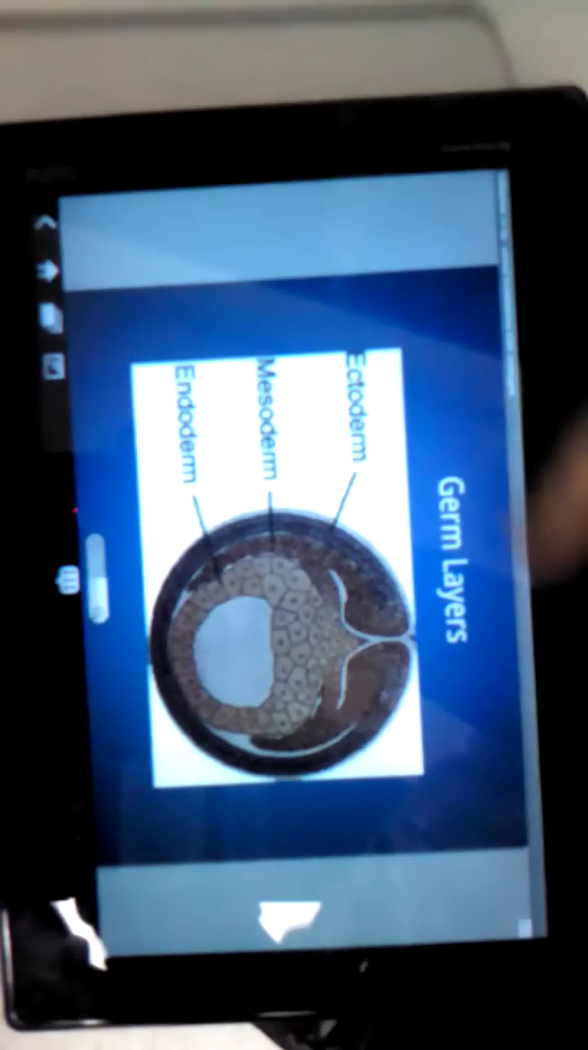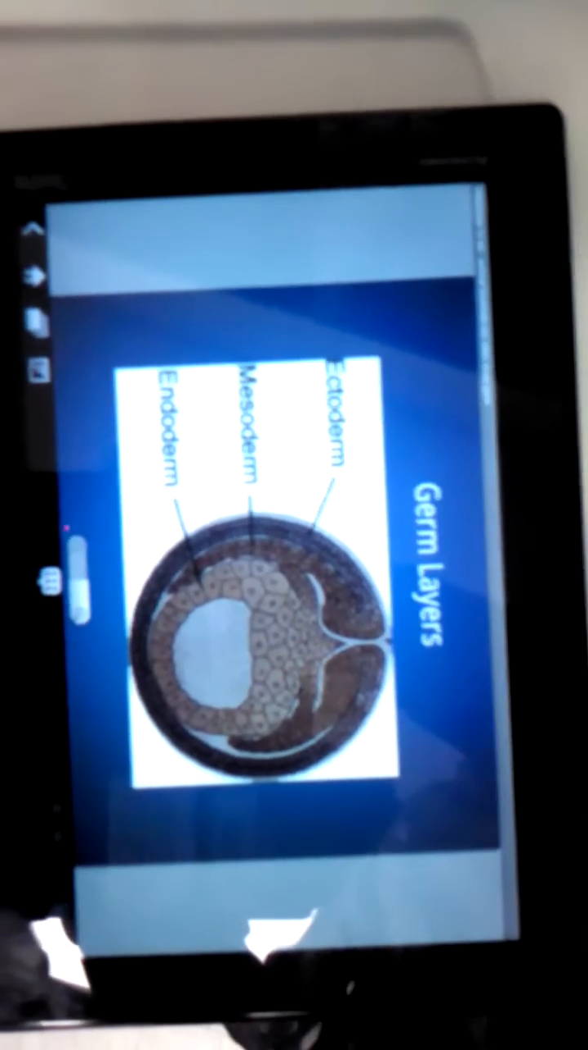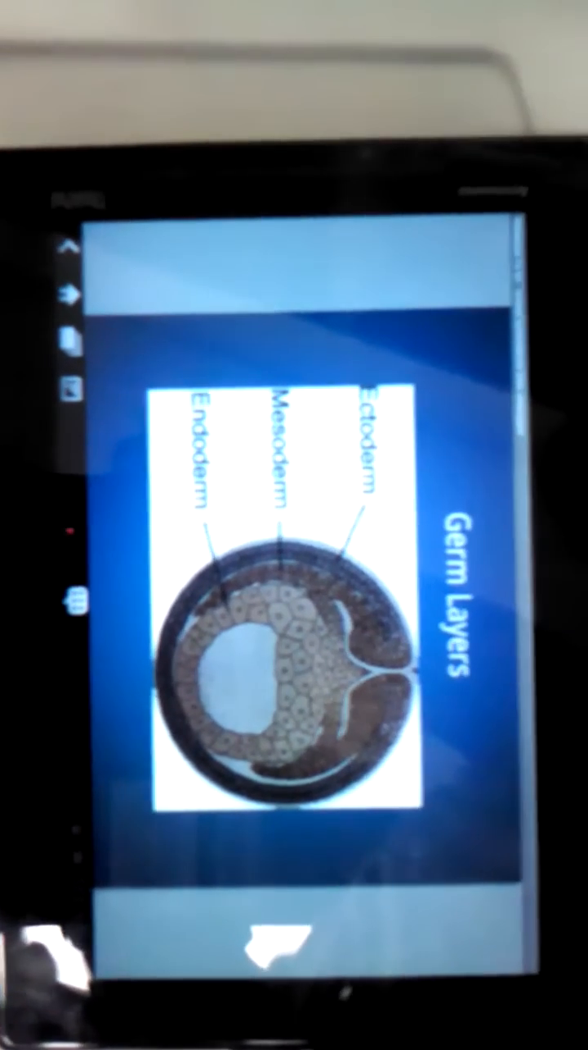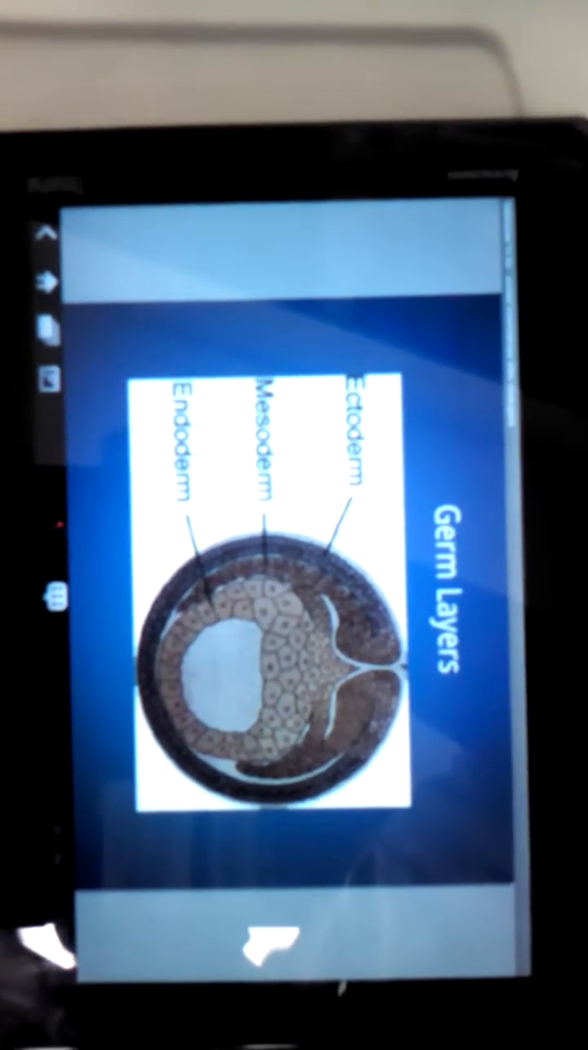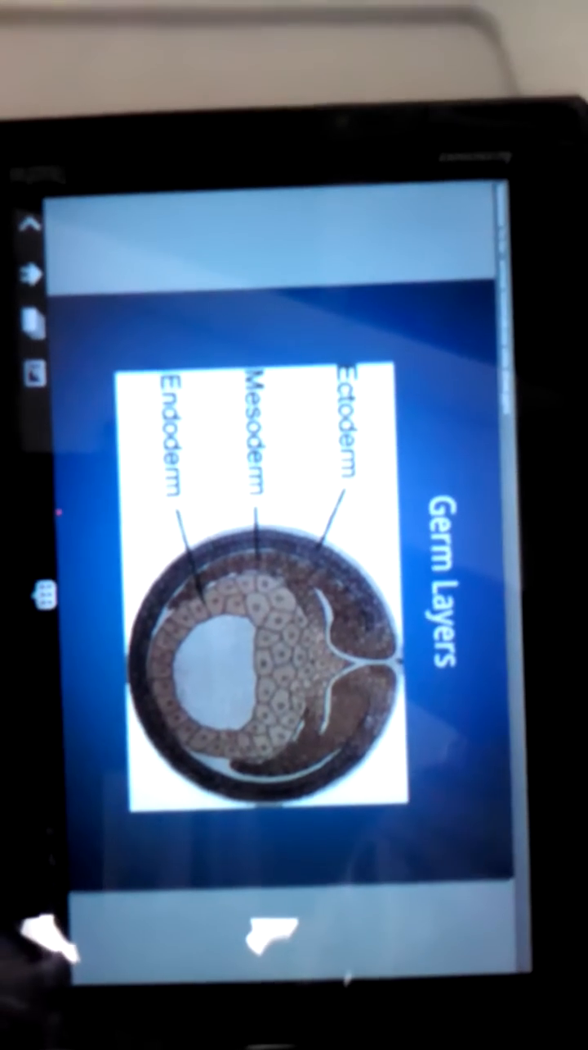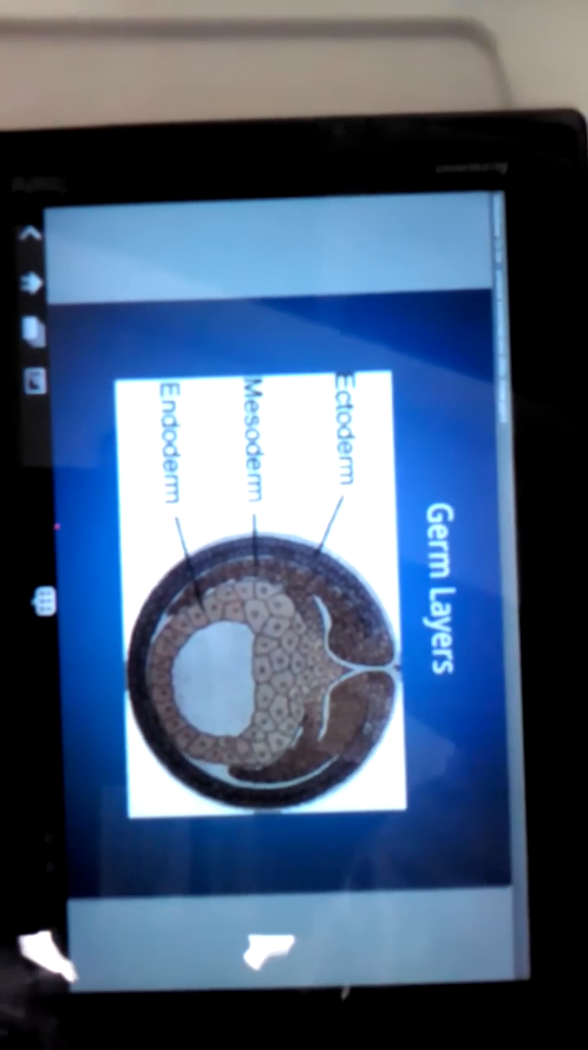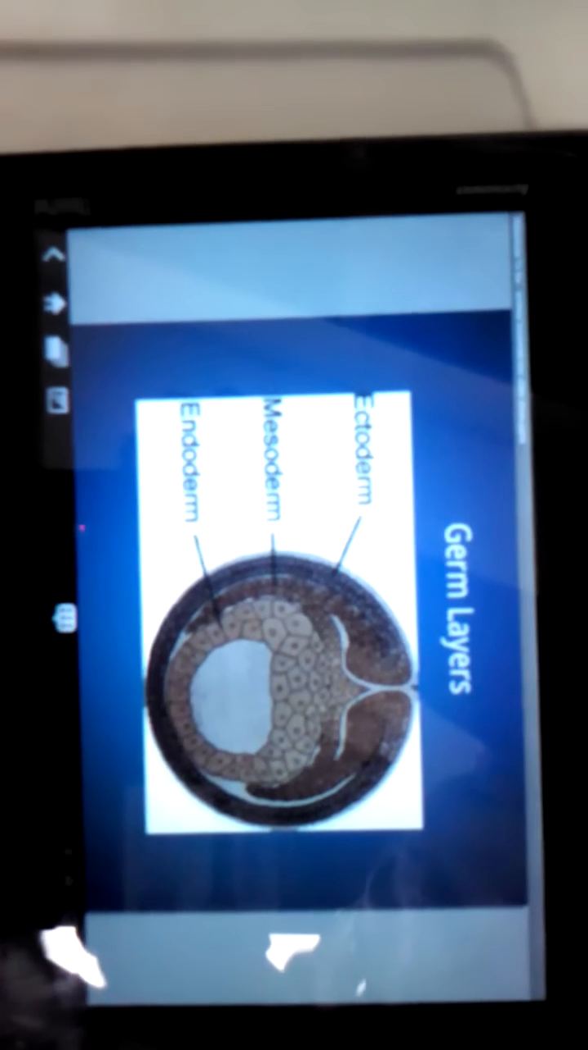Animals have 2 or 3 embryonic layers. The ectoderm forms the outer covering of the skin and the nervous system. The endoderm forms the internal organs such as the digestive system. Bilateral animals have a 3rd layer called the mesoderm. It forms the muscles and other organs between the endoderm and ectoderm.